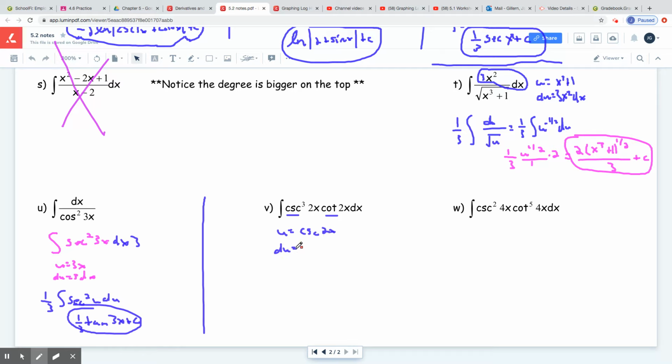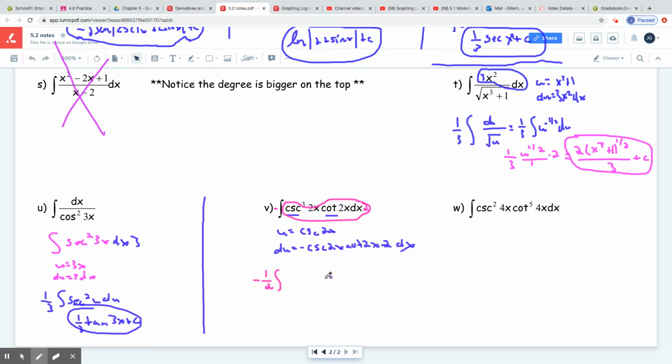So the derivative of cosecant is negative cosecant, keep the inside the same, cotangent, keep the inside the same, times the derivative of the inside, which is 2. So I'm missing a negative and I'm missing a 2. What I want you to do is all of this is my du, isn't it? So the only thing I need to add is the 2 and the negative, so that's negative 1/2.